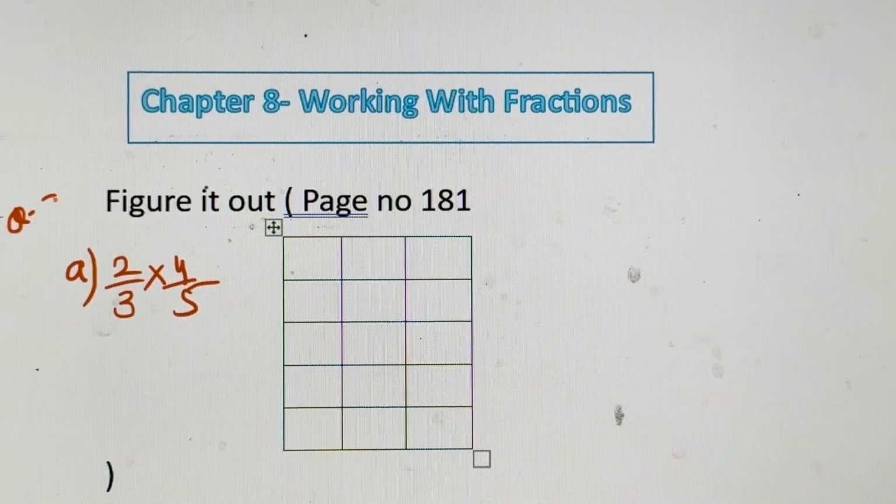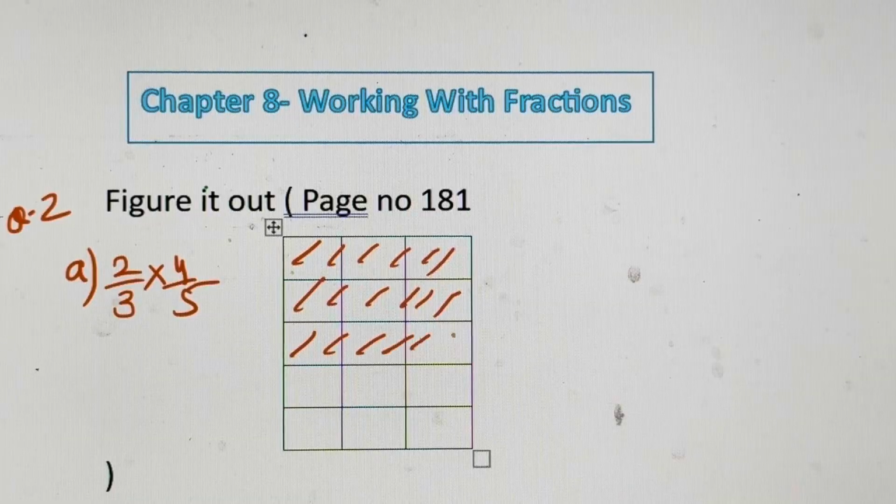Now what I have done, I have already drawn the rows and the columns. Looking at the denominator, there are 5 rows, 1, 2, 3, 4, 5 and 3 columns, right? So first we represent this 4 upon 5. So 4, 1, 2, 3 and 4, 4 out of this 5. So the orange color represents 4 out of 5, right?